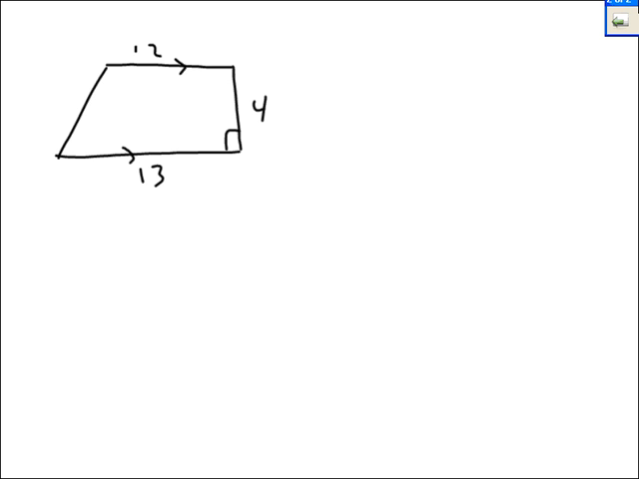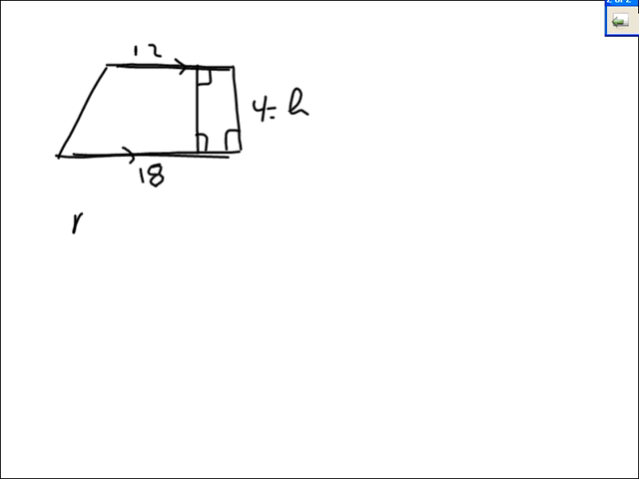Let's do a handful of problems, then we'll be done. Suppose these two sides are parallel. One's a little bit shorter. 12, 13, parallel, right angles, and this is 4. Let's make this 18. Well, the altitude is the line that goes between the two parallel lines at right angles. That is H.